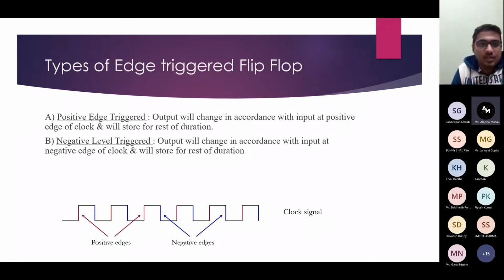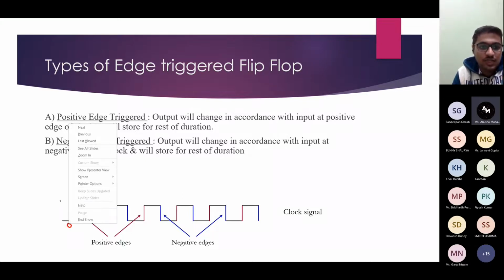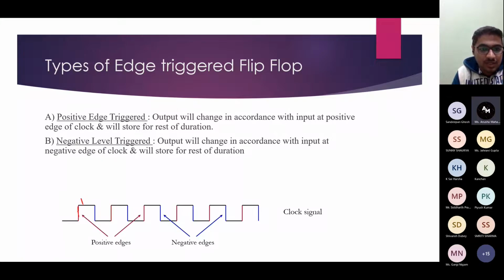Yeah, the same thing here. We have two types of edge triggering in flip flop. One is the positive edge trigger. Positive edge means whenever the clock transitions from 0 to 1, then our output will get evaluated based on the input. And we have another type, that is negative edge triggered, and for negative edge triggered, output will change in accordance with the input at the negative edge of the clock, and that will be stored for the rest of the duration. And here you can see this is the negative edge. Means the clock signal is going from 1 to 0 at that time.